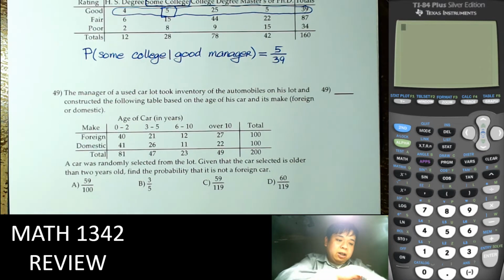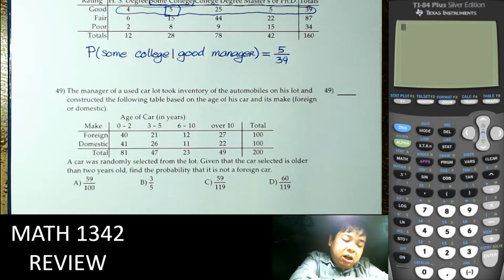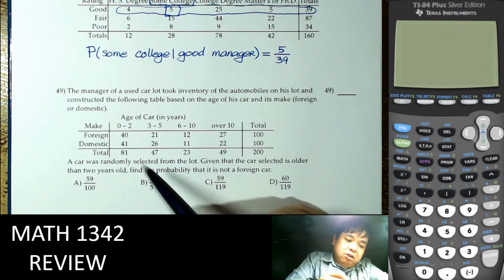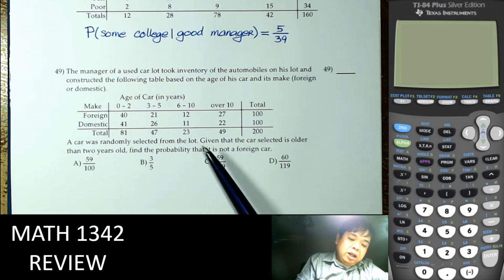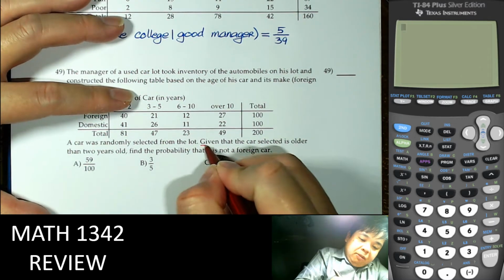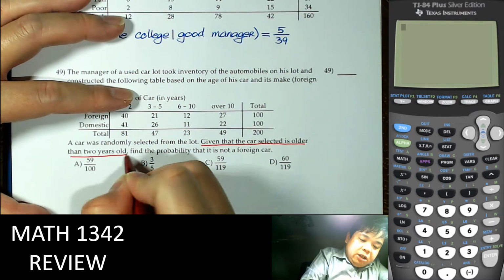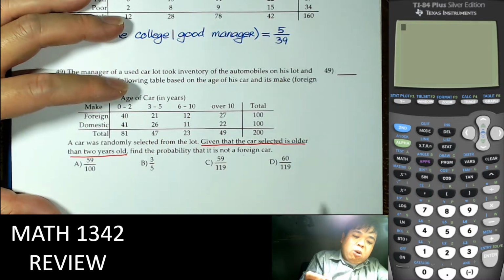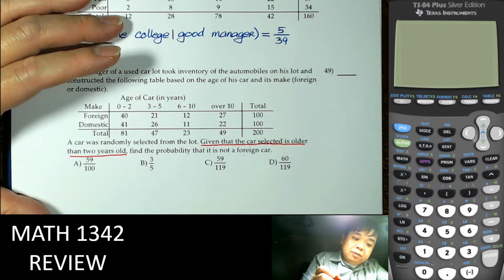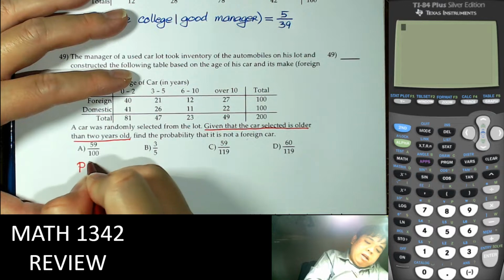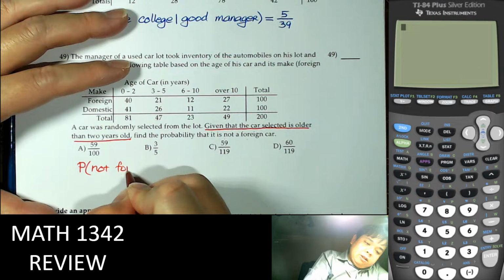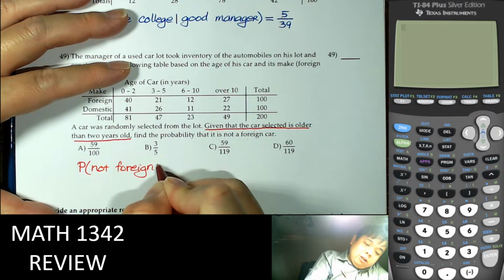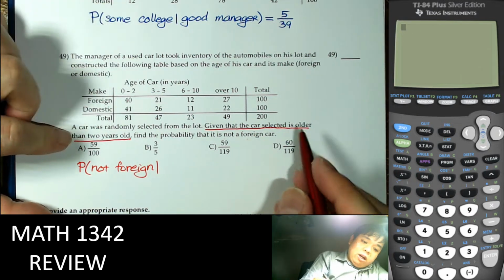Right, next one. The manager of a used car lot took inventory, and this is the result. A car was randomly selected from the lot. Given the car selected is older than 2 years, so the given part is older than 2 years. Find the probability that it is not a foreign car. So the probability that it is not foreign, given that it is older than 2 years.